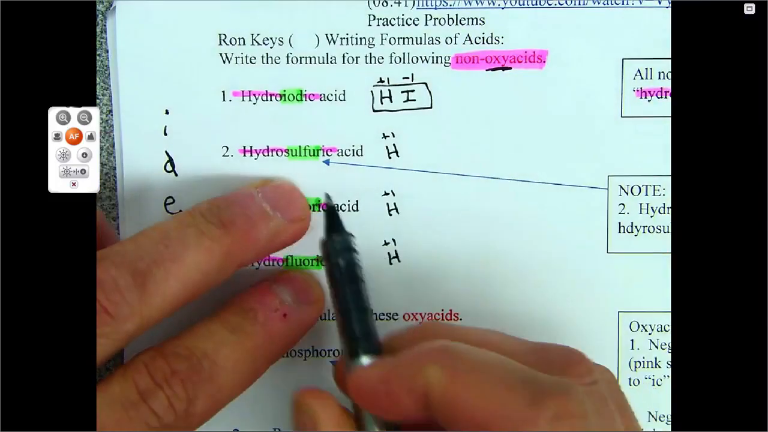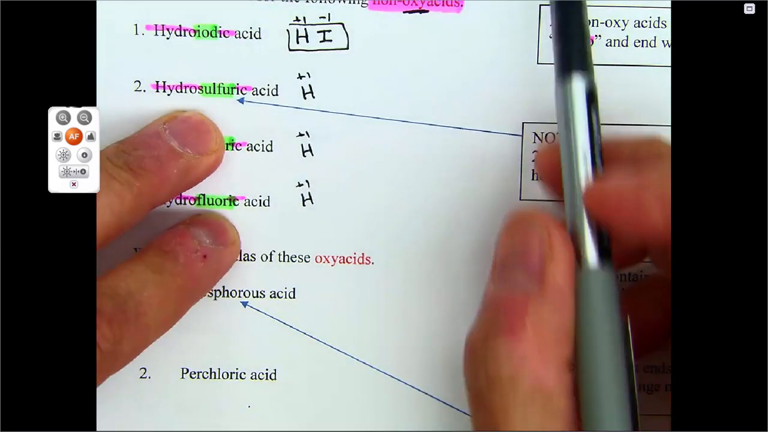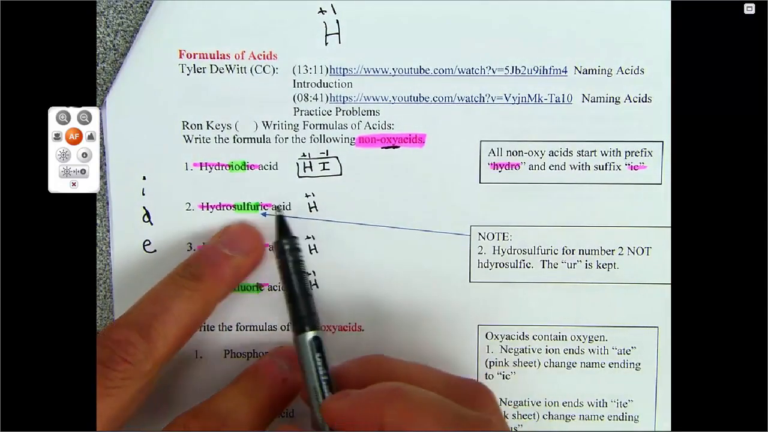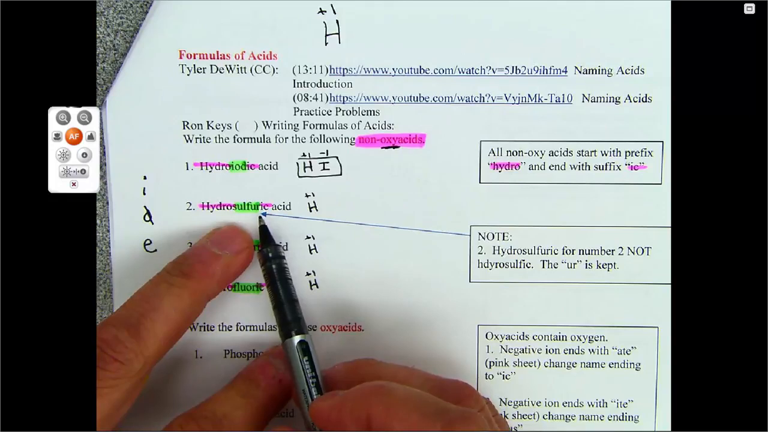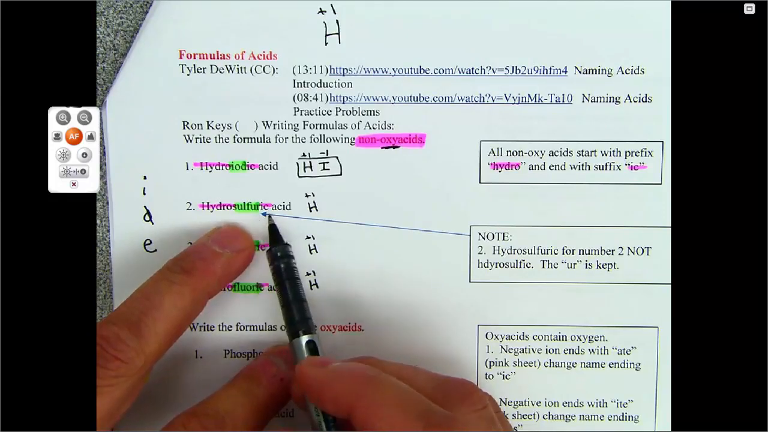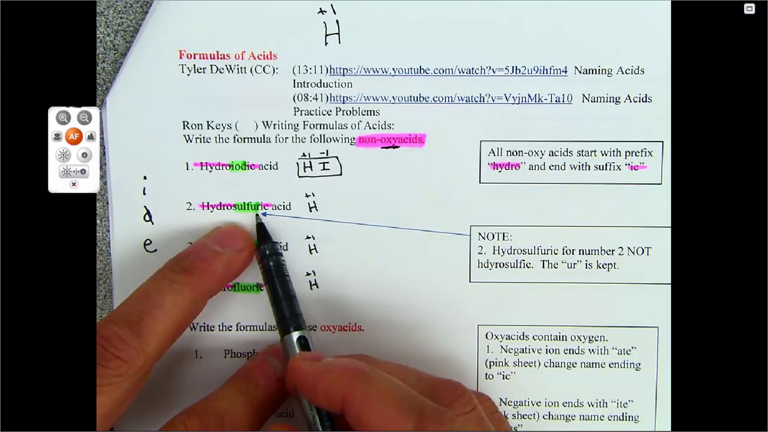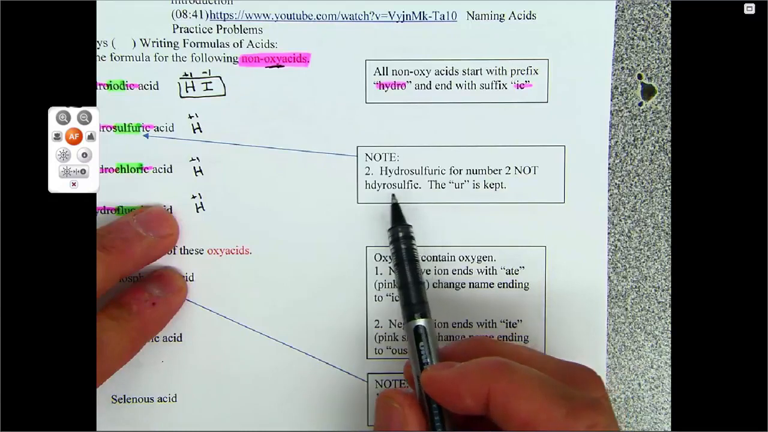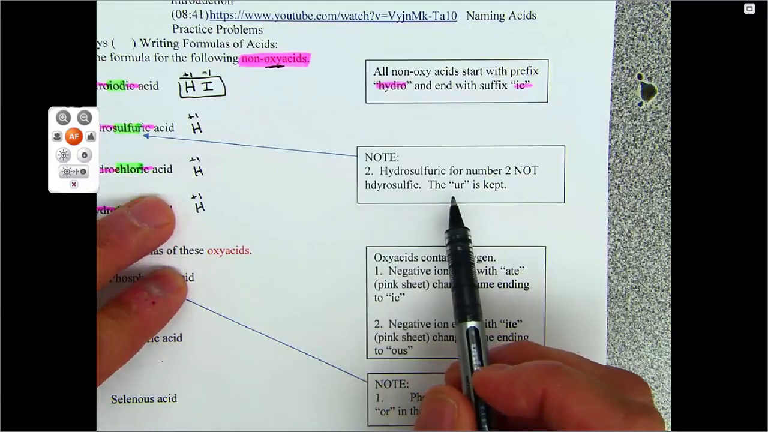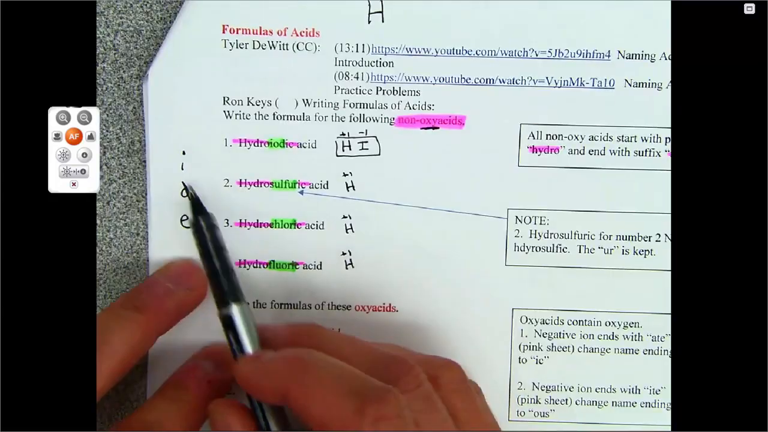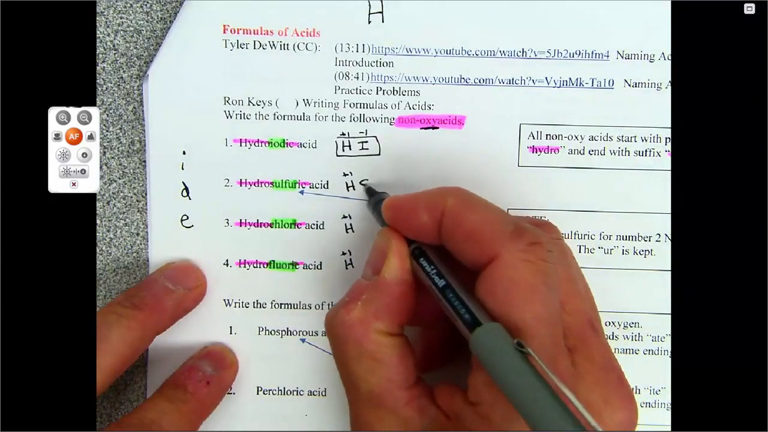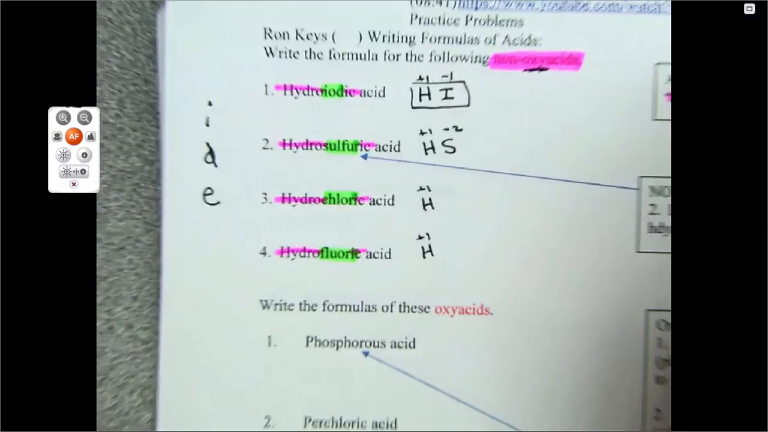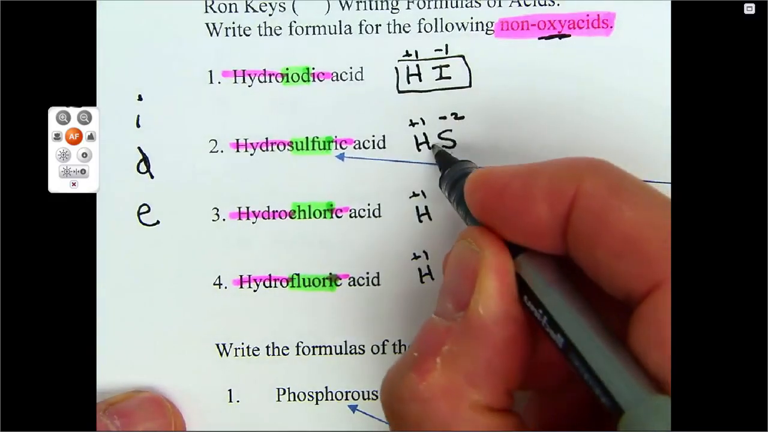Hydrosulfuric acid. You should watch these Tyler DeWitt ones, especially before we do the next ones. Some of these keep our freakish ones, sulfur and phosphorus. Sulfur actually keeps the ur on this. So instead of hydrosulfic, it is hydrosulfuric. We keep this ur. This just comes from ide again, sulfide, S-2 if you look on your pink sheet. In this case, we need 2 hydrogens, so we have H2S.